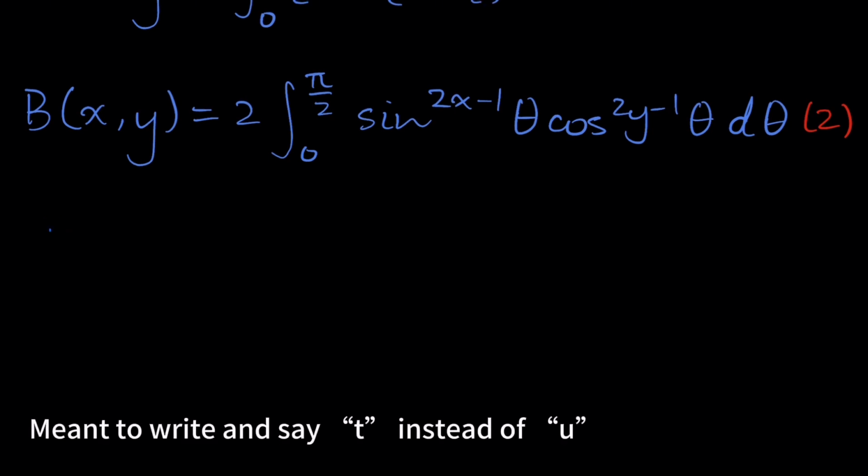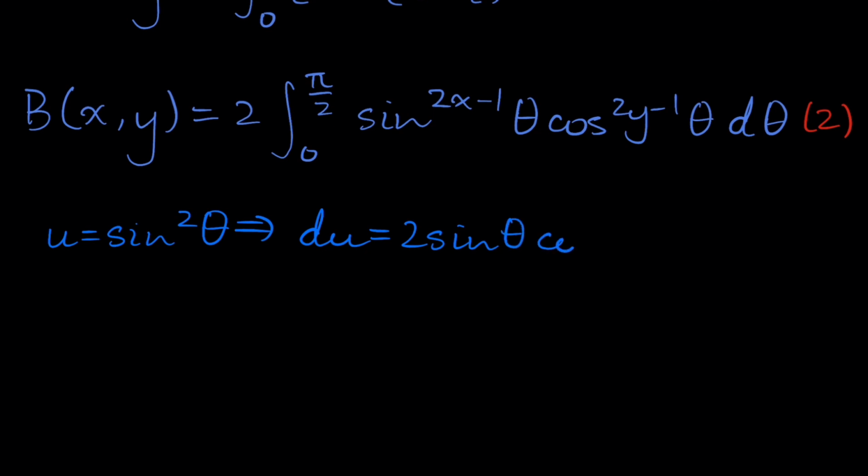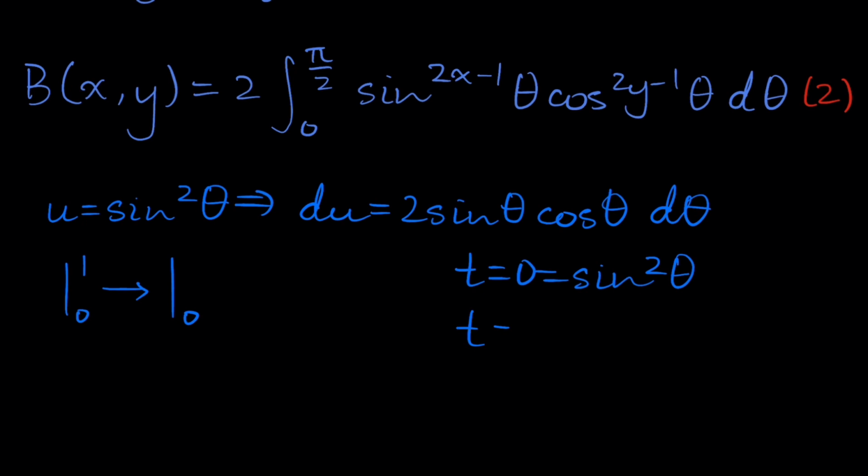Let's set u equal to sine squared of theta. This means that du is equal to 2 sine theta cosine theta d theta. And our limits are going to change, right? We're going to change our limits from 0 to 1. When t is equal to 0, we have sine squared of theta is equal to 0. So sine theta is equal to 0, which means that theta is equal to 0 because sine of 0 is equal to 0. And what about when t is equal to 1?